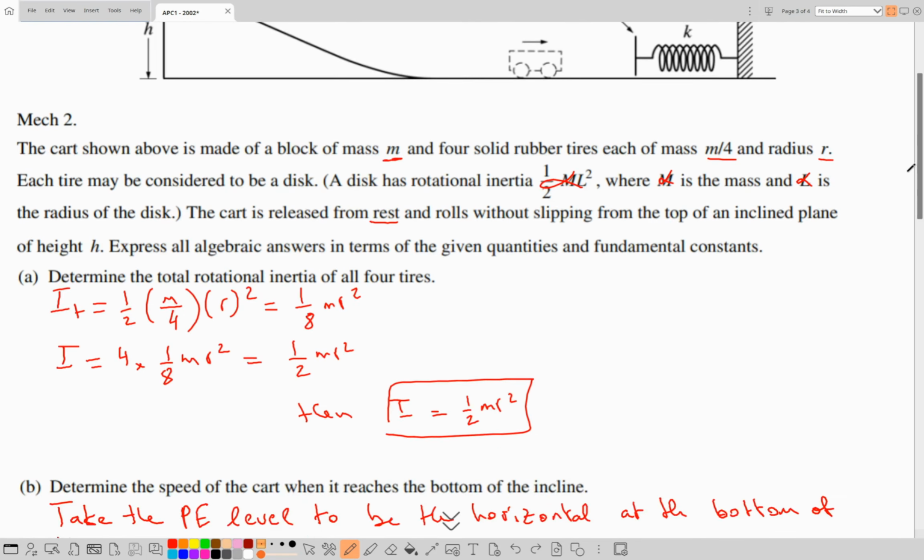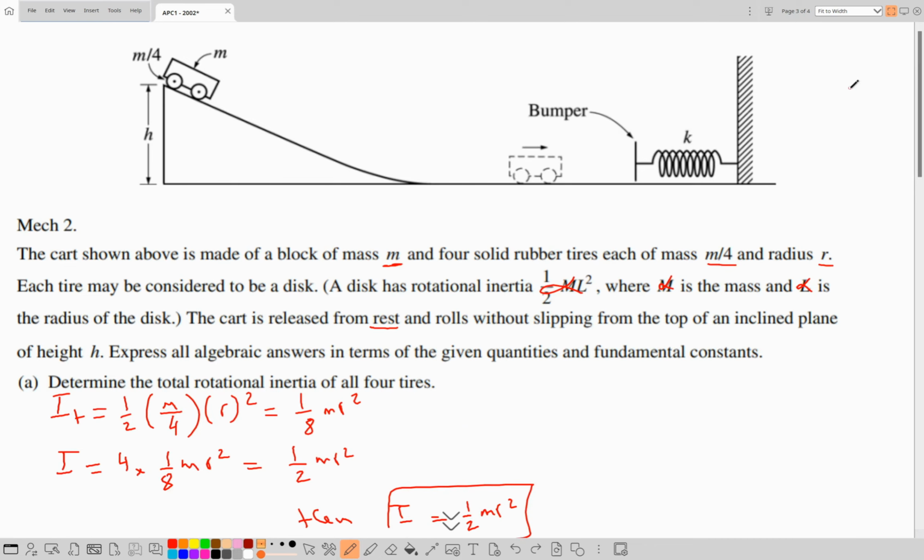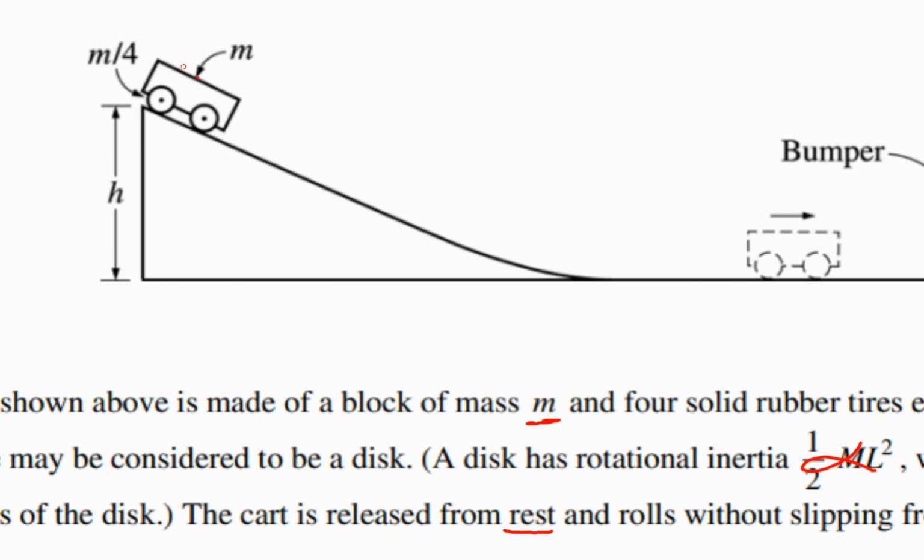So here we should include 2m multiplied by g multiplied by h, and the final kinetic energy, which is the tricky part. Again, we have two bodies, starting with the cart. Now the cart only performs translational motion, so its kinetic energy is given by half mv square. Now the tires, they perform rolling without slipping.